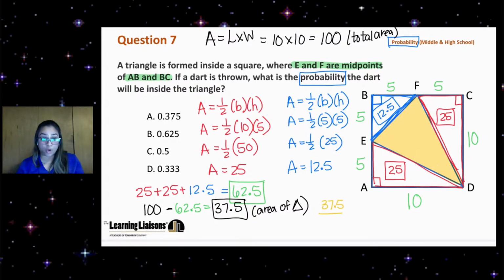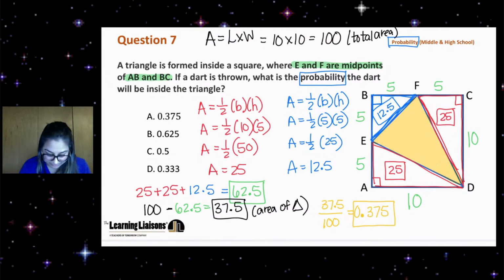What is my whole? What is my total? My total is 100. Remember, it's 37.5, the shaded section, over all of the entire square. When you do that, you get a lovely number of 0.375, which happens to be A, which is our winner, winner, chicken dinner.